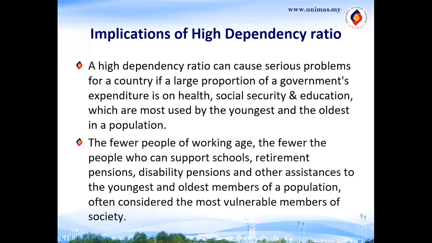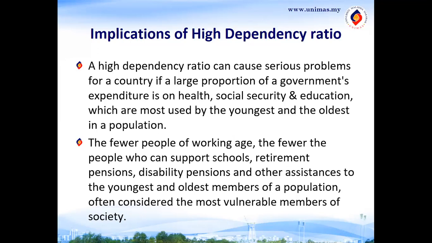So the fewer people of working age, meaning if the working group becomes smaller, the fewer the people who can support schools. Because these are people who earn money, the income and so on, and get taxed to help schools, retirement pensions, disability pension, and other assistance to the youngest and the oldest members of the population, who are considered the most vulnerable members of the society.